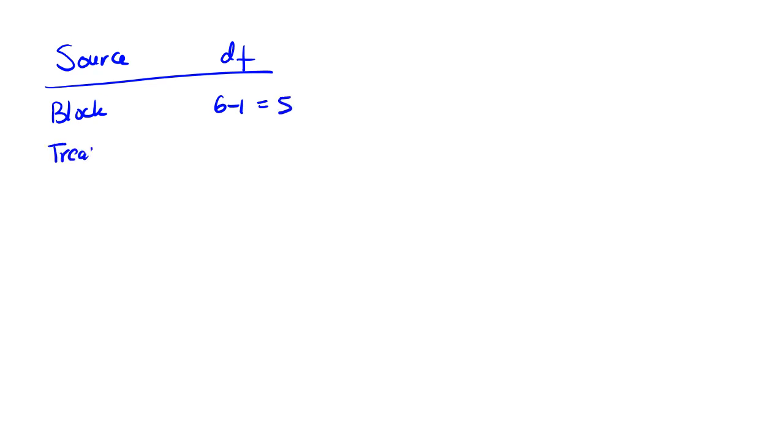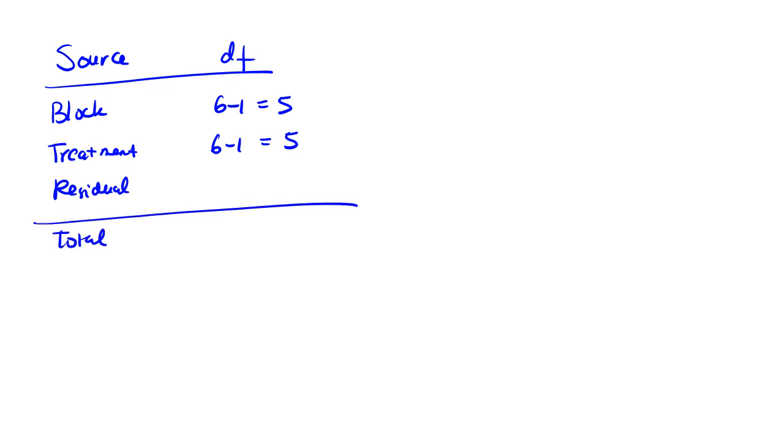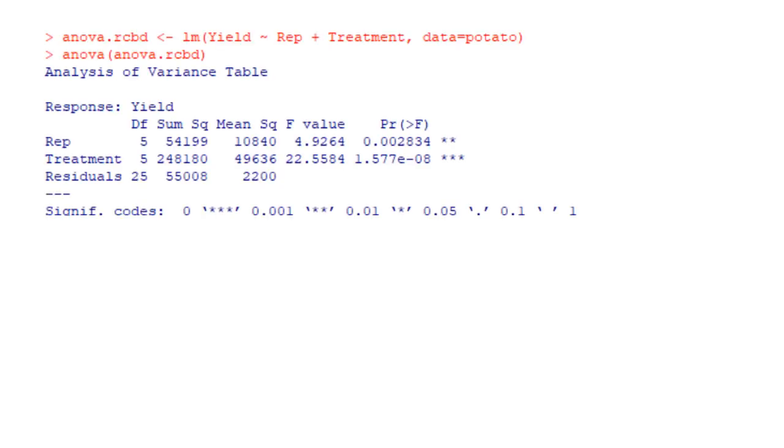Before we do the analysis, we should write down the skeleton ANOVA. The ANOVA for this experiment, at a 5% significance level: the p-value for block is less than 0.05, so there is a significant block effect at the 5% significance level.